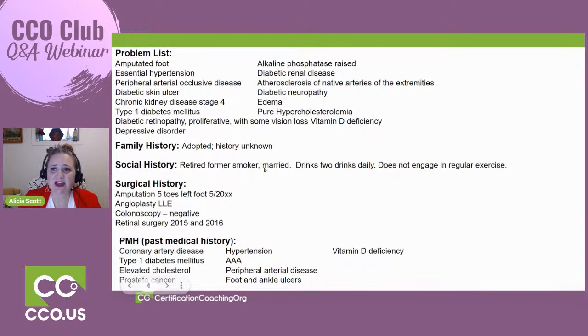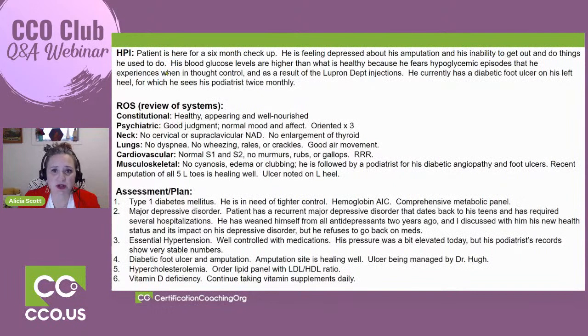Problem list, kind of give that the old hairy eyeball, coder eyeball, I guess is a better way to say it. Ooh, look, amputation. And then we're going to keep going because we're going to look at this more in depth. We've got the HPI, we've got a review of systems, and the assessment and plan.